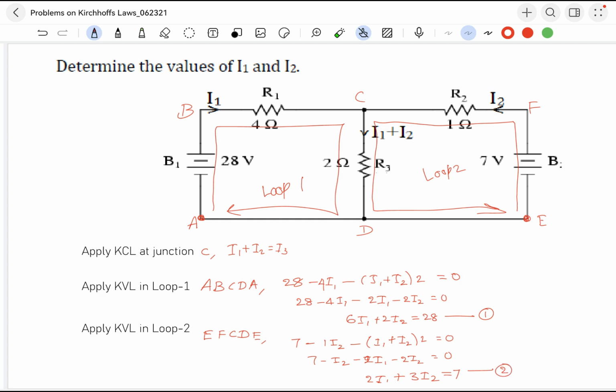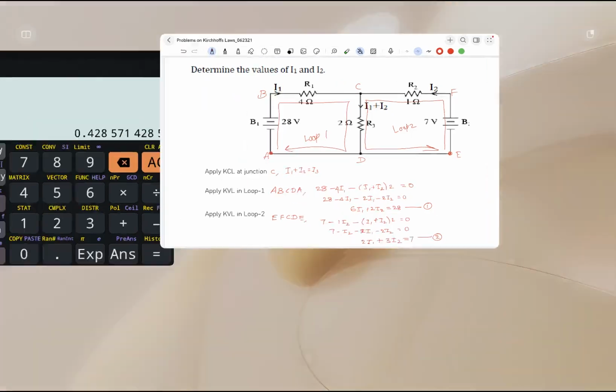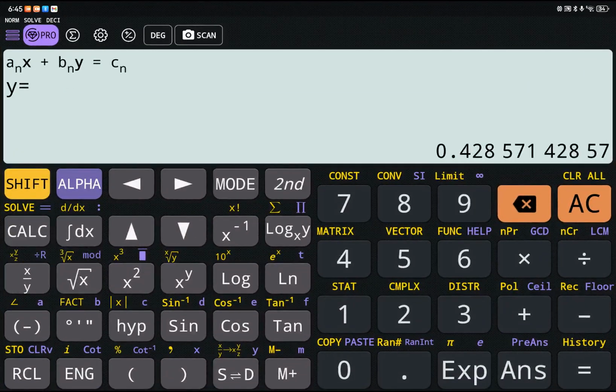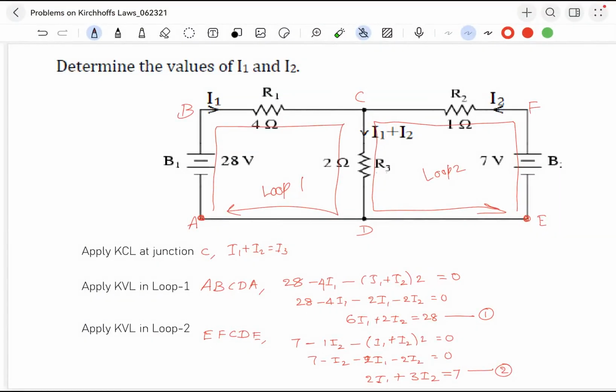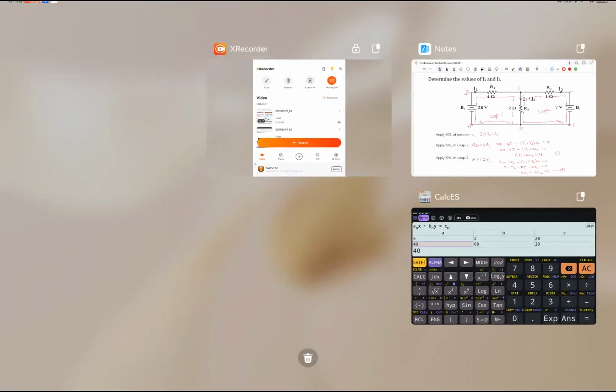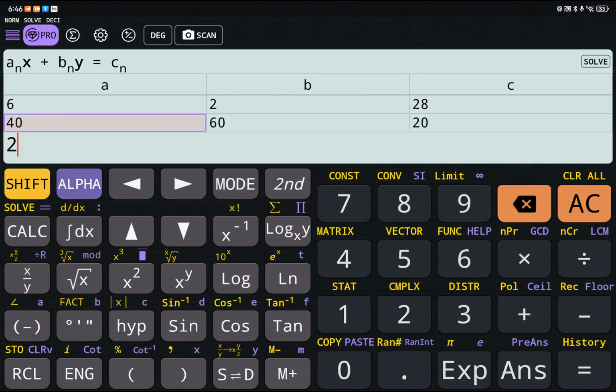Solve it. 6, 2, 28. Let's take the mode. 6, 2, 28. Finish the first equation. Second equation, 2, 3, 7. That's it, we are ready.